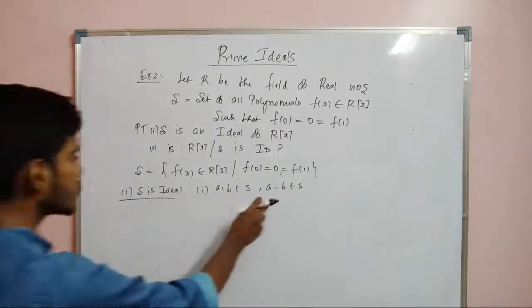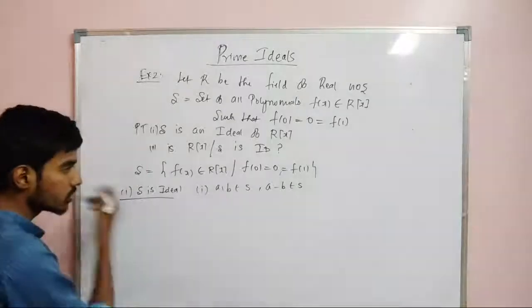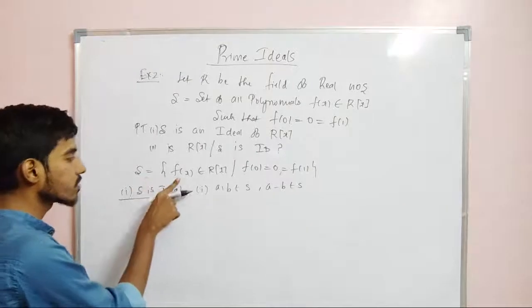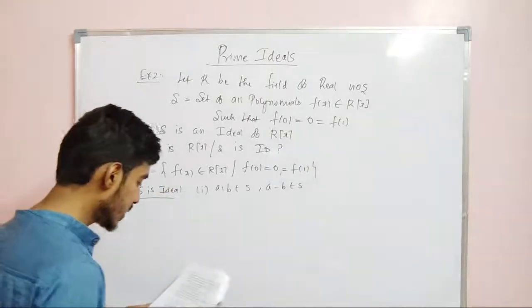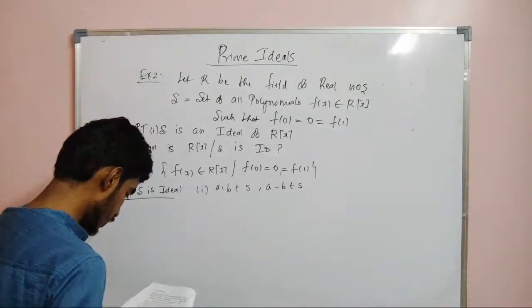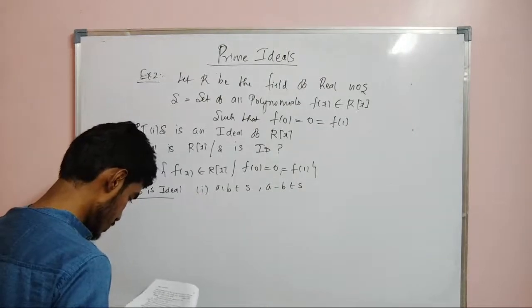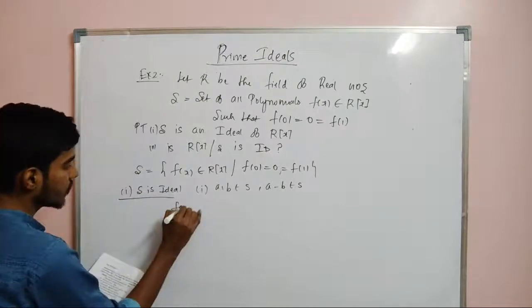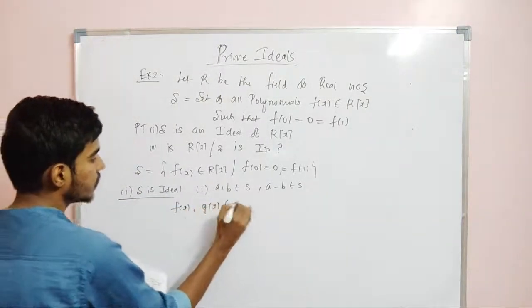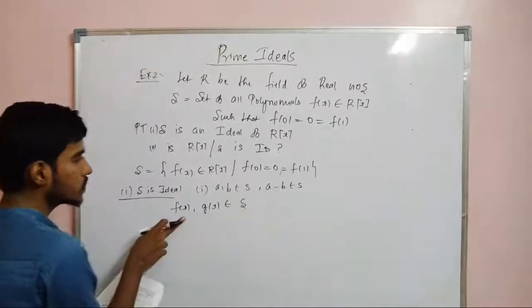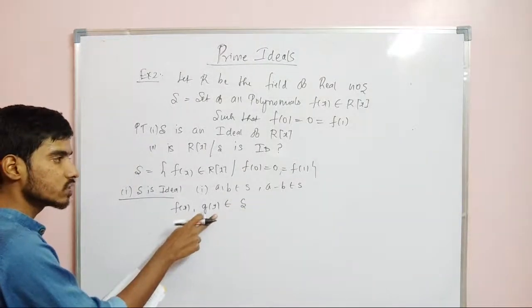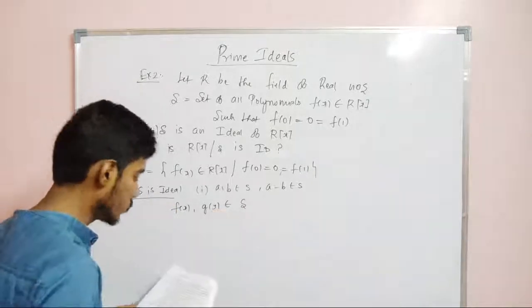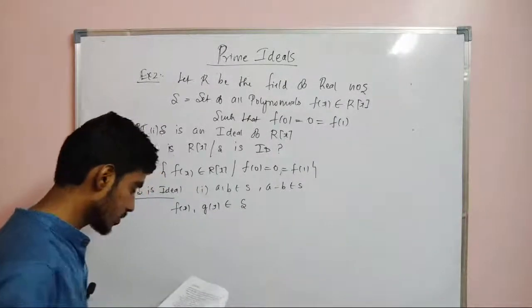So a, b belongs to S means a minus b belongs to S. So let us take two elements in S. That is, we need to take two functions in S, because the elements here are functions. Let us take f(x) and g(x) belonging to S. That means f(0) is equal to 0, f(1) is equal to 0, g(0) is equal to 0, g(1) is equal to 0. Now we need to show that f(x) minus g(x) is also in S.